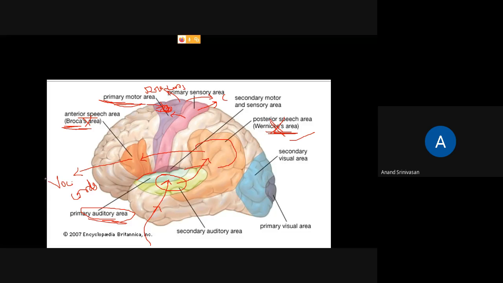So how to know whether the person is able to understand or not? You give a different task. Ask the question and ask him to write the answer. He will be able to write the answer because it goes from the Wernicke's area to the motor area. But if you ask him to say it, he won't be able to. So that means the Broca's area is damaged. Whereas if the Wernicke's area is damaged, even if you ask him to write, he will not know the answer.